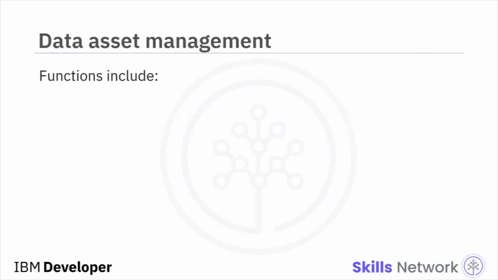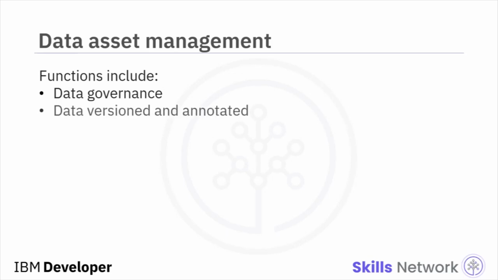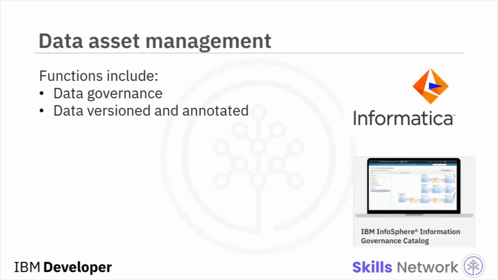Data asset management, often called data governance or data lineage, is a crucial part of enterprise-grade data science. Data must be versioned and annotated with metadata. Vendors, including Informatica Enterprise Data Governance and IBM, provide tools for these specific tasks. The Information Governance Catalog covers functions like a data dictionary, which facilitates the discovery of data assets. Each data asset is assigned to a data steward or the data owner. The data owner is responsible for that data asset and can be contacted.